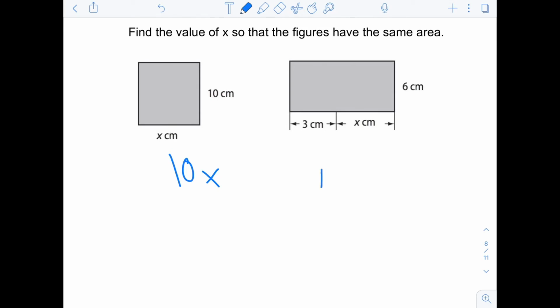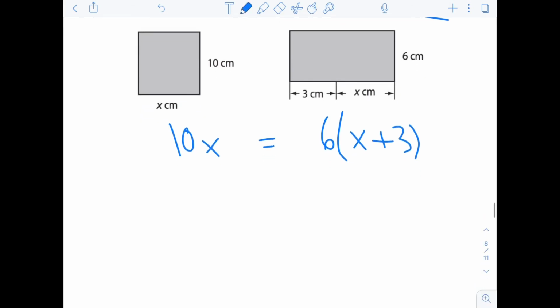And the area of this figure here is going to be 6 times x plus 3, because the length of this side here is x plus 3. And we want the figures to have the same area, so they're going to be equal. So to solve this, let's distribute the 6. So that's going to equal 6x plus 6 times 3, which is 18.